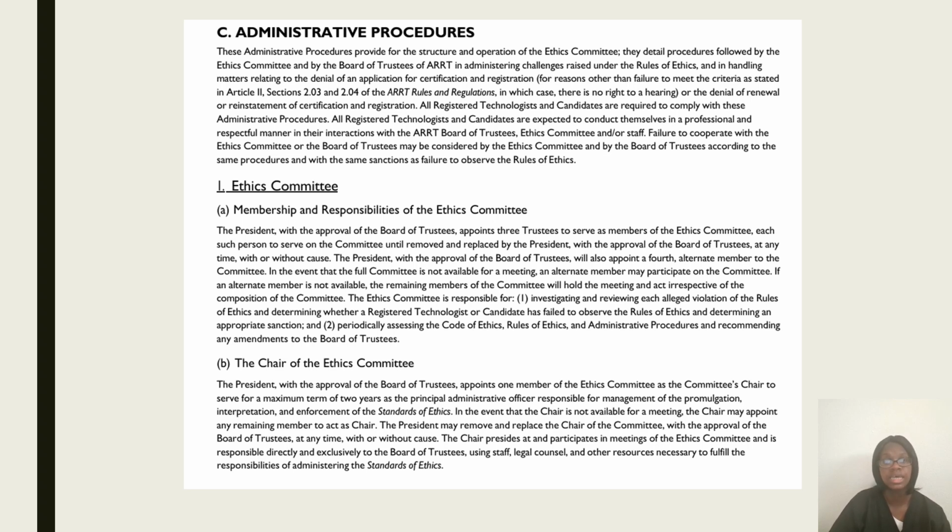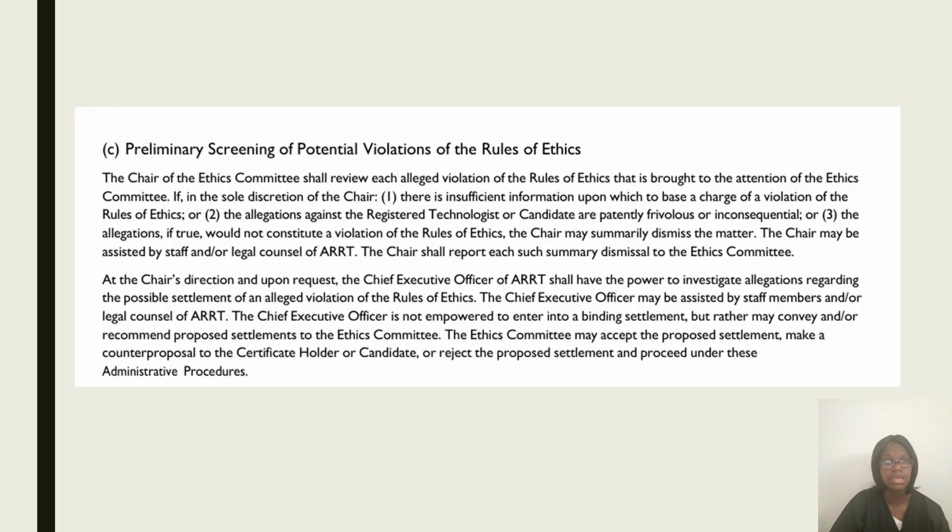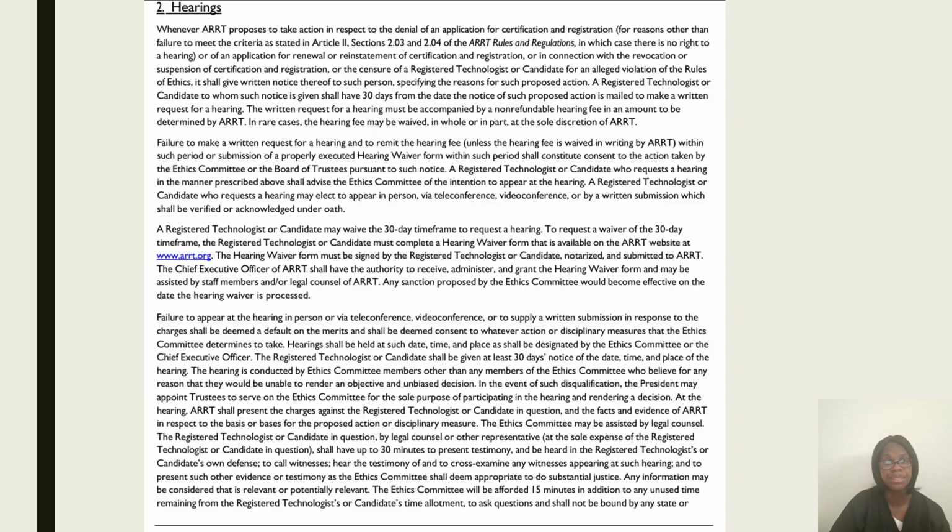But it's pretty much saying that there is a committee, and you have the president who is over the board of trustees, who is going to review different cases that come in when it comes to violations, misconduct, or unethical situations. And then you will also have a preliminary screening of the potential violations of the rules of ethics where you will have to speak about what was violated. They'll go through what was violated, what was alleged, what was found, and then you will have to go through a hearing with different staff members of the ART board. And this is the hearing that I was telling you about.